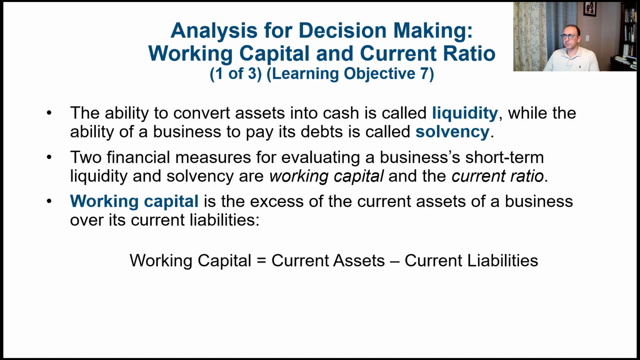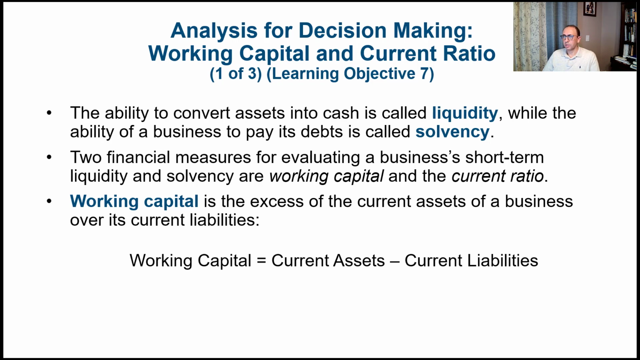In the last part of this chapter, we're going to go over some analysis for decision making, and we're going to get to see the working capital and current ratio. These are important measures for analysis, so make sure that you understand them. I would consider this is the easiest form of analysis an accountant can do, and any person in business should understand.